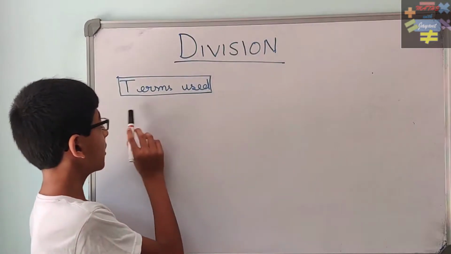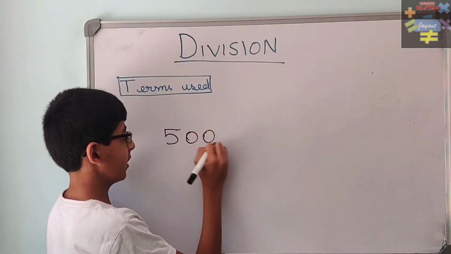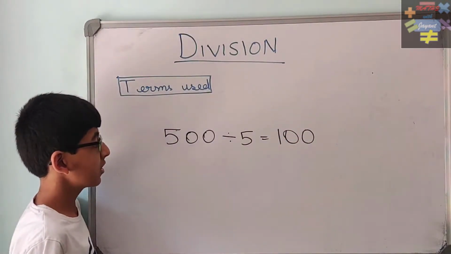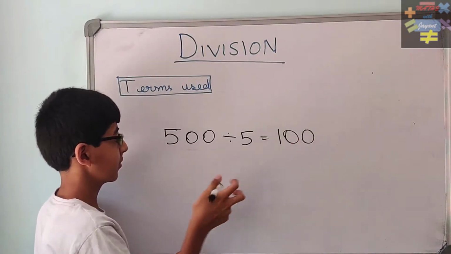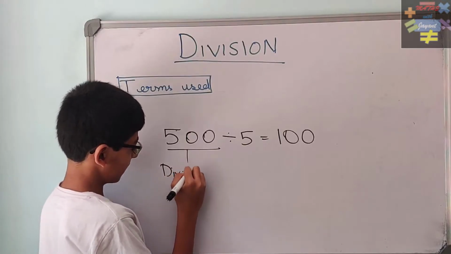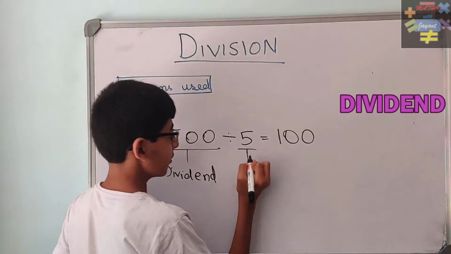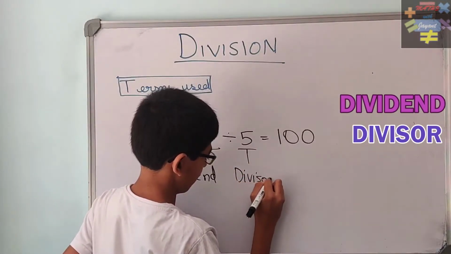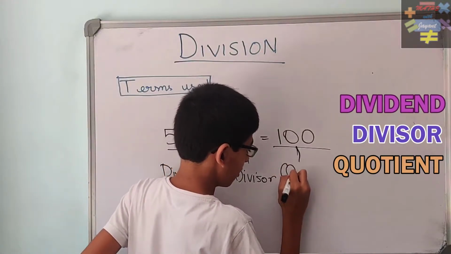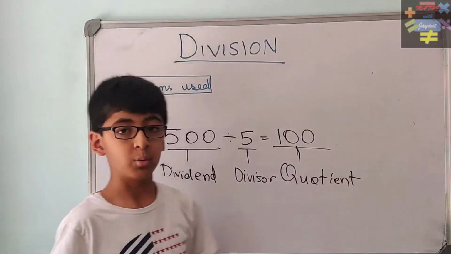Now let us learn the terms used in division. Suppose we take a division question: 500 divided by 5 gives us 100. We need to know what each of these numbers is called. 500 is the total, the number that is being divided, and it is called the dividend. The number we are dividing by, or the number of groups, is called the divisor. And the answer that we get, the items in each group, is called the quotient, Q-U-O-T-I-E-N-T. These are the terms that we use in division.